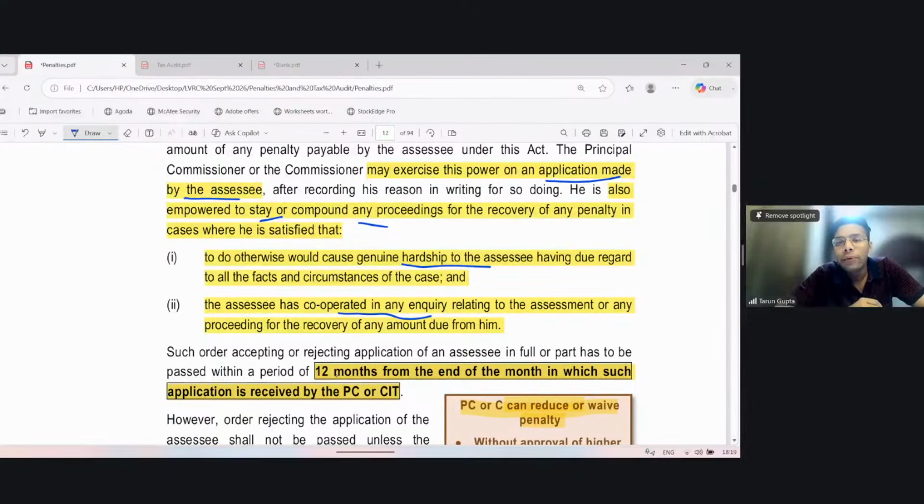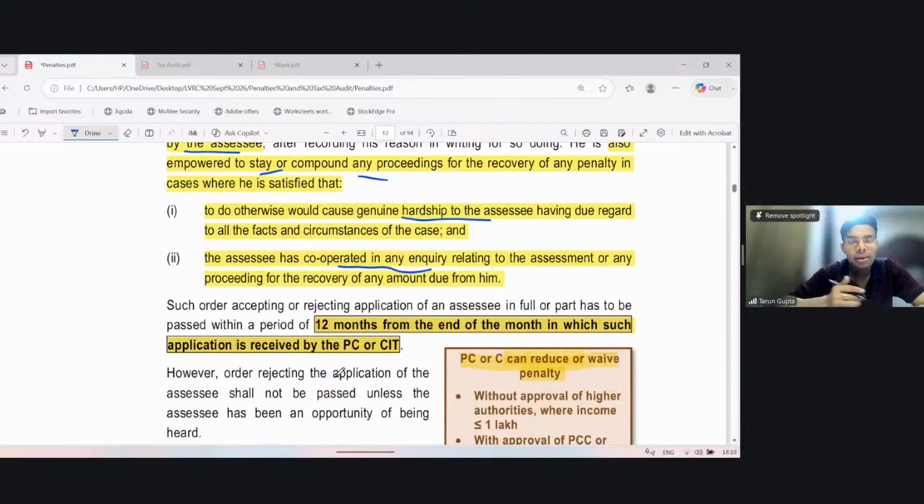Again, 273A subsection 4 is not once in a lifetime. That was 273A subsection 1. In this case, the PCIT or CIT must pass the order within 12 months from the end of the month in which the application is received by it.